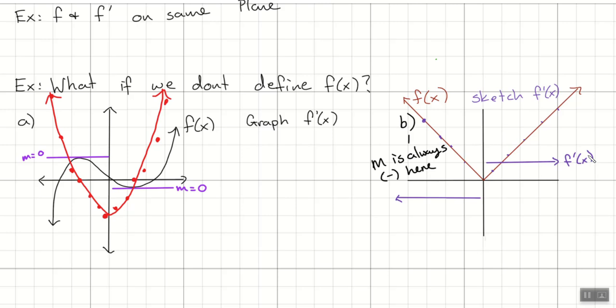I mean, I don't know. Maybe it comes from this side, and then it's definitely not going to be this. It's either this or this, right? It depends on which side that we're coming from.